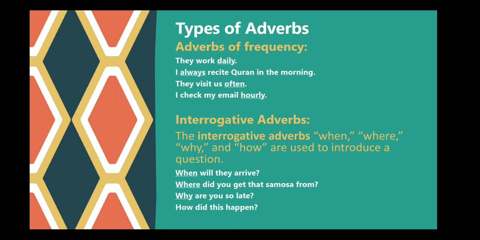Interrogative adverbs. The interrogative adverbs when, where, why, and how are used to introduce a question. So these are question words, the WH words. When will they arrive? We are asking about the time. Where did they get the samosa from? We are asking about the place. Why are you so late? We are asking about the reason. How did this happen? We are asking about the manner. So these adverbs are adverbs of interrogation or interrogative adverbs.